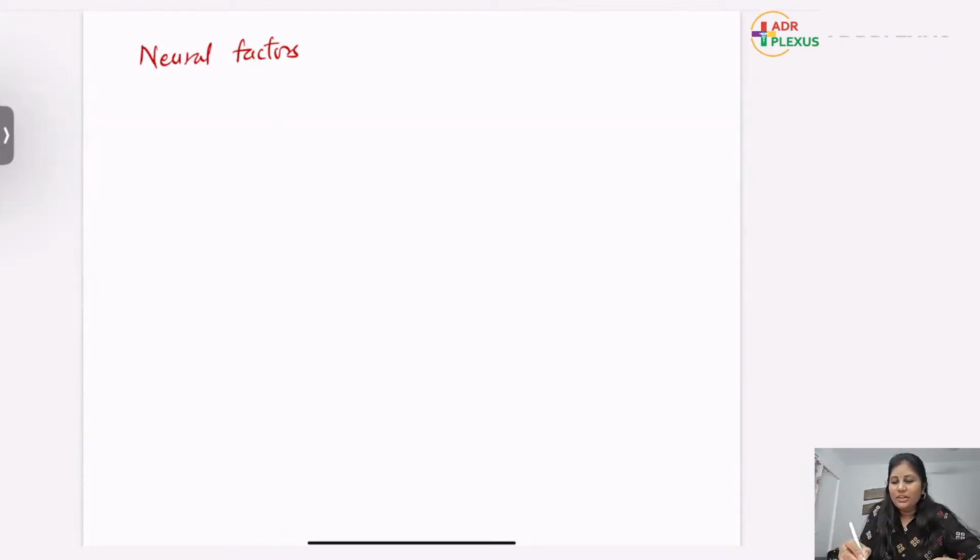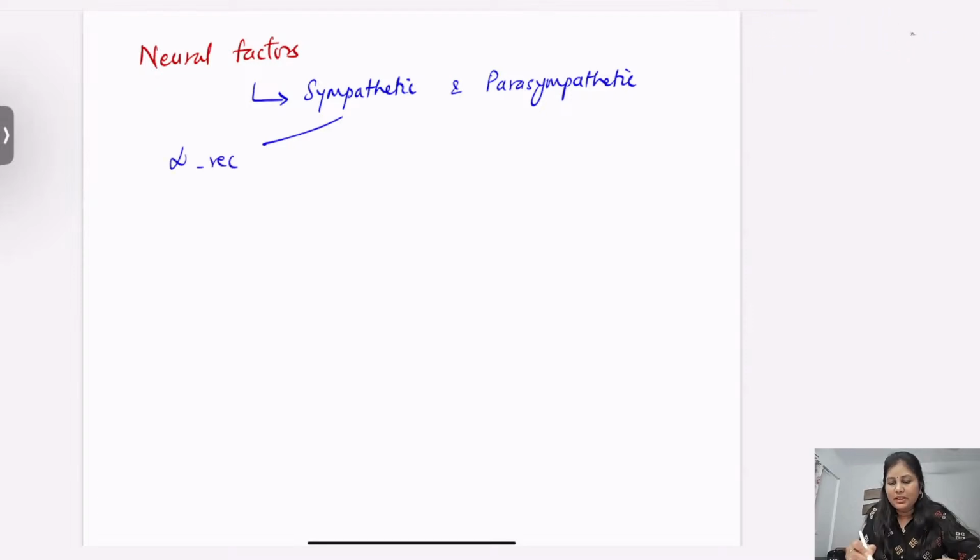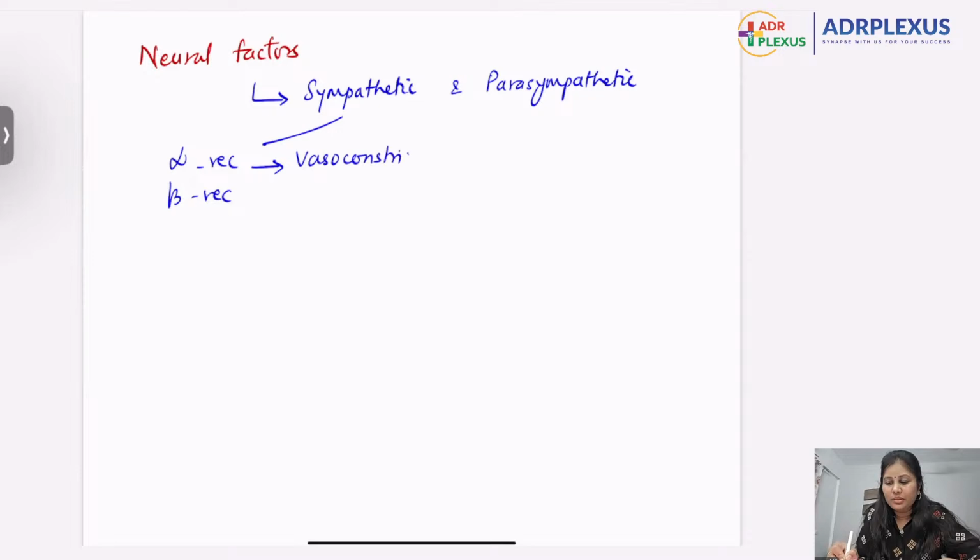So on neural innervation, the innervation is sympathetic and parasympathetic, as with any other systems, right? Okay. Sympathetic, we have got two receptors. One is alpha receptor, the other one is beta receptor. Alpha receptor, when it is activated, causes vasoconstriction. We are talking only about the coronary circulation, I mean coronary vessels, vasoconstriction. Beta receptors, when activated, cause the opposite, that is vasodilation.